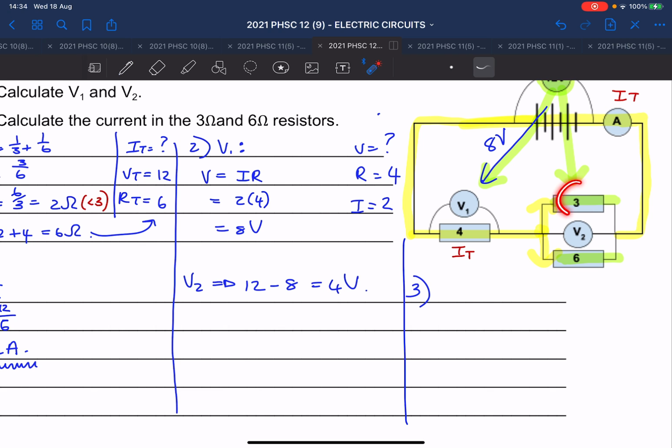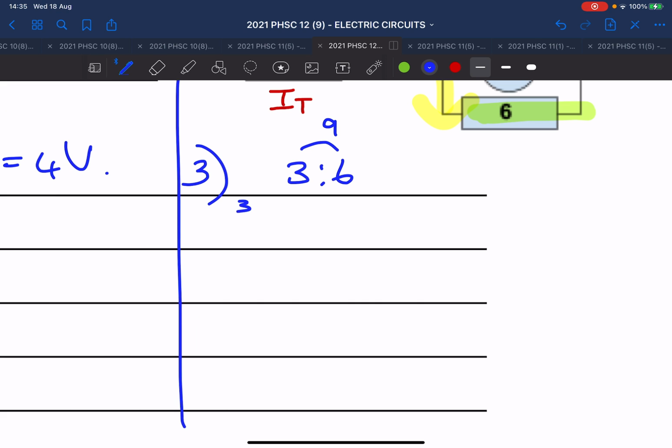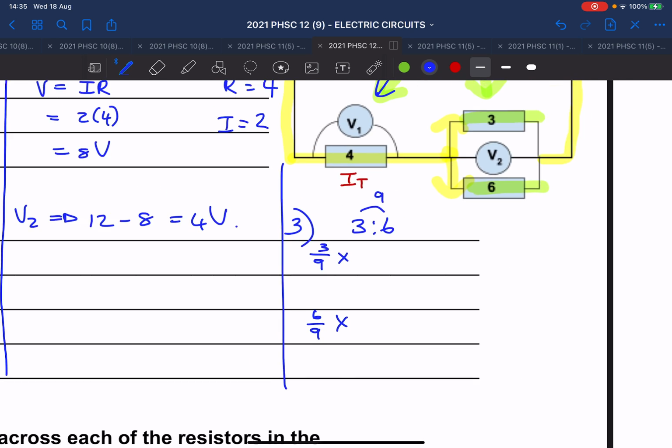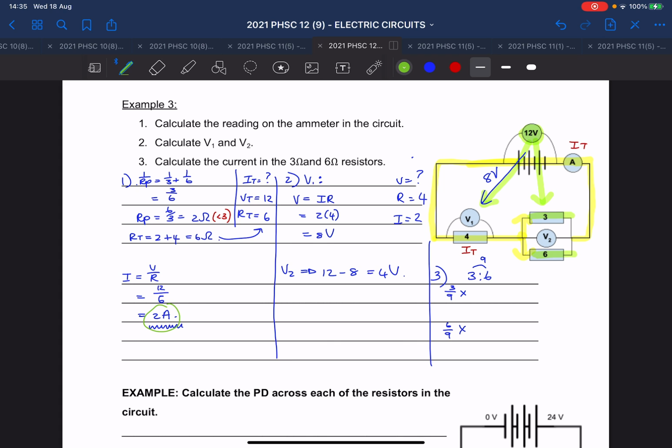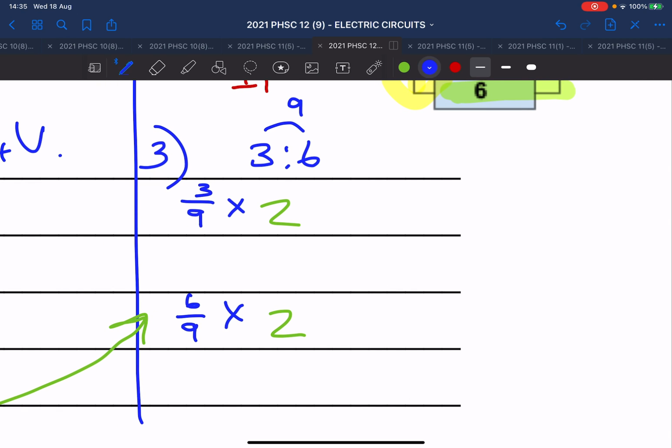You say we have a 3 and a 6, so you're going to write down 3 versus 6. Then you're going to add them together, that gives you 9. So you're going to say I have 3 over 9 and I have 6 over 9. Of what? They ask what is the current through each branch. So you're going to say of the total current, and we got the total current to be 2 amperes. So that 2 is what you fill in there, 2 and 2. Now if you do those calculations, you'll get 0.67 and 1.33 amperes.